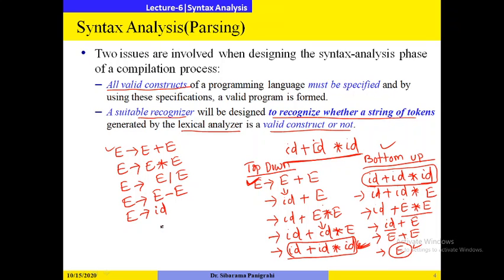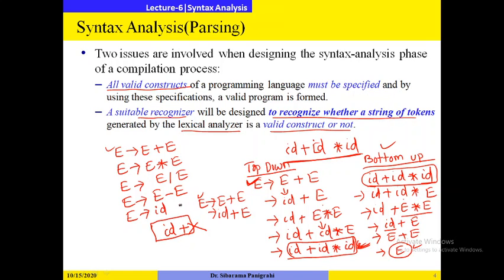For example, let me take one example. I want to check whether id plus is a valid construct of the programming language or not. It is not a valid construct, because your expression cannot be terminated with an operator. If you want to derive it using the starting symbol of the grammar, by top-down parsing, here you see what you will get. E gives e plus e, then in place of e, you will use id plus e. Now you see you are unable to derive this target string from the start symbol. It means id plus is not a valid construct of the programming language.